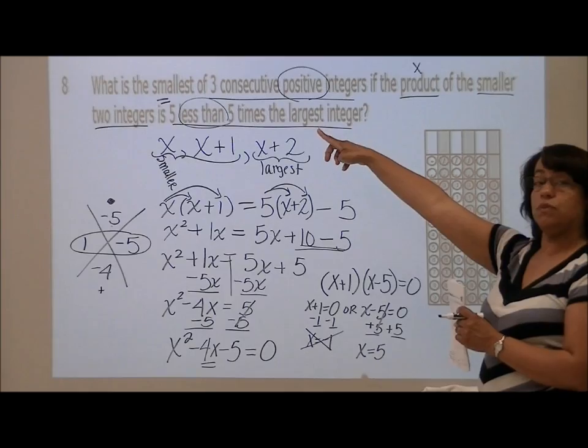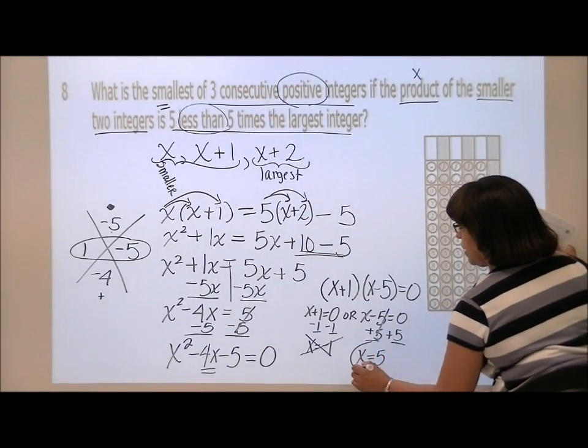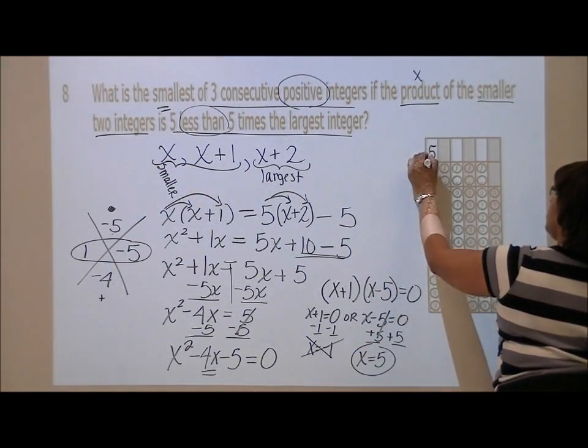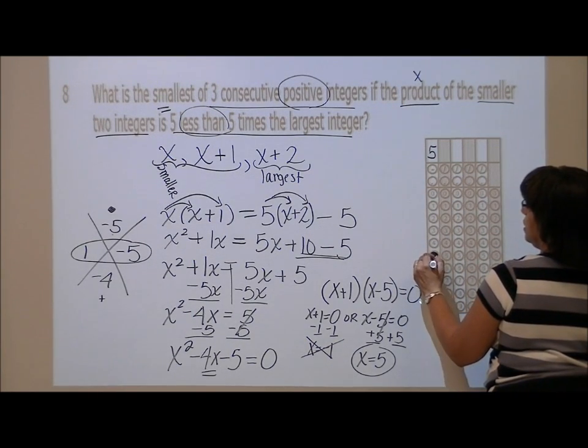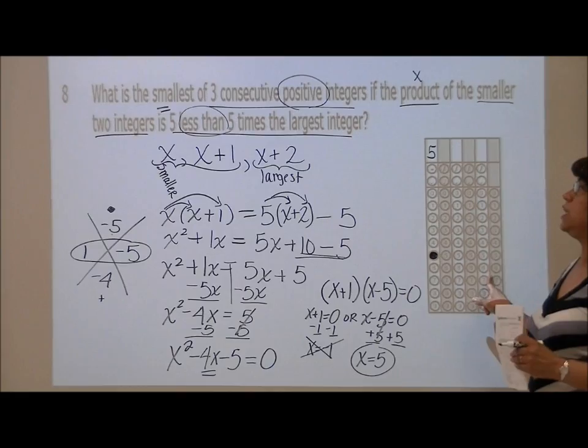They want to know the smallest, so you're done. Make sure that you bubble it in correctly. You have to put your 5 up here and then go to 5 and bubble it in. This is called a gridded response question.